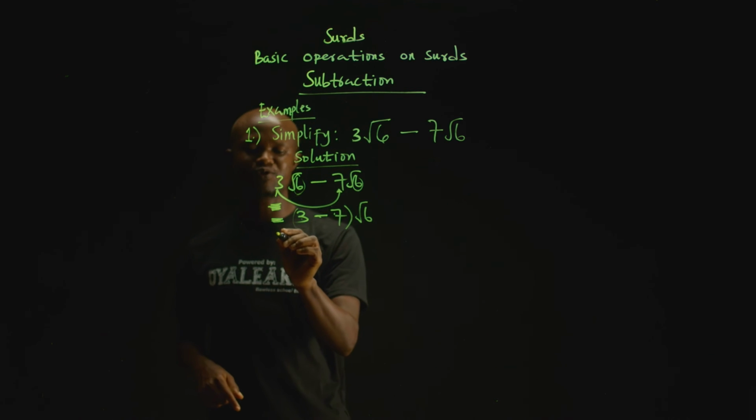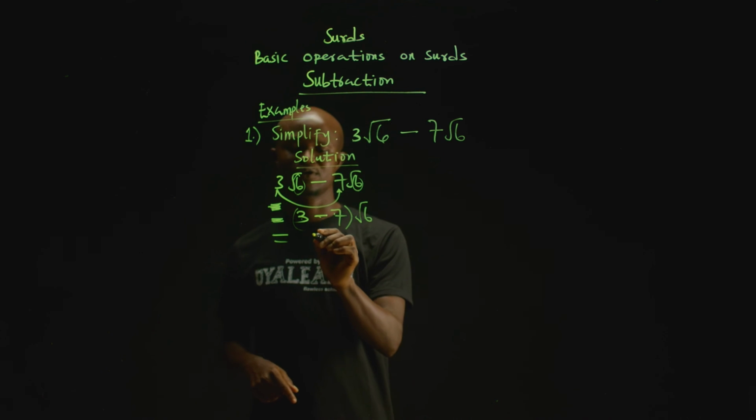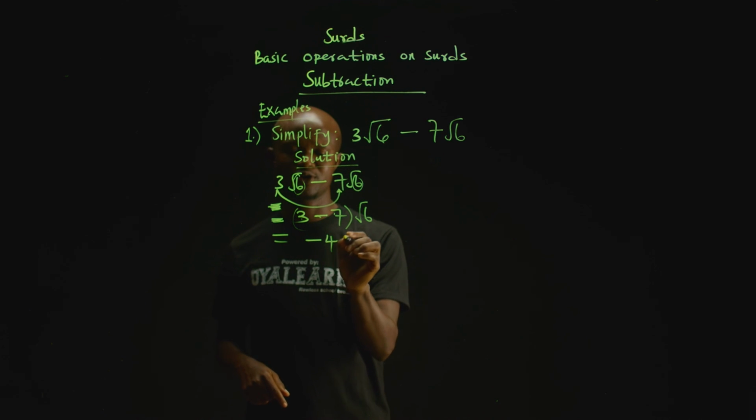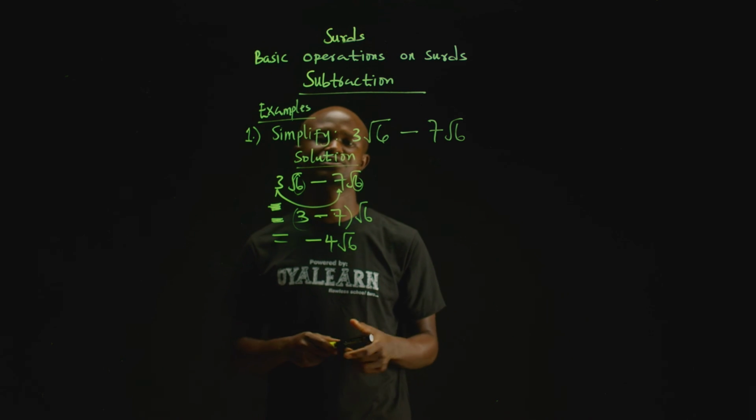So 3 minus 7 will give us what? That is minus 4. So this is minus 4 root 6. So minus 4 root 6 is the solution to the problem.